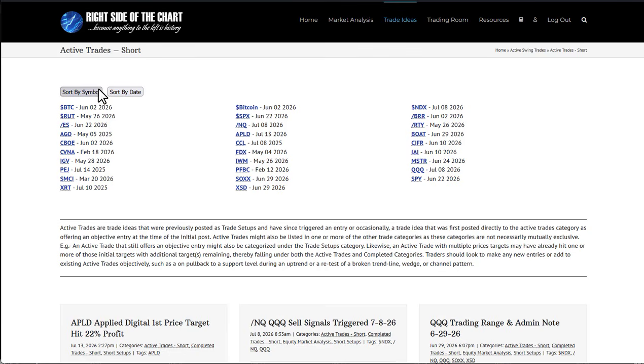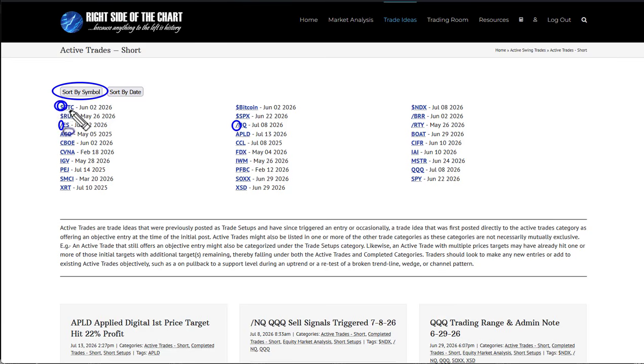All right, let's go through as I did last time. We're going to go through in order. I've sorted by symbol. When I do that, it goes alphabetically, but a dollar sign or any forward slash, which denotes a futures contract, those will come first.